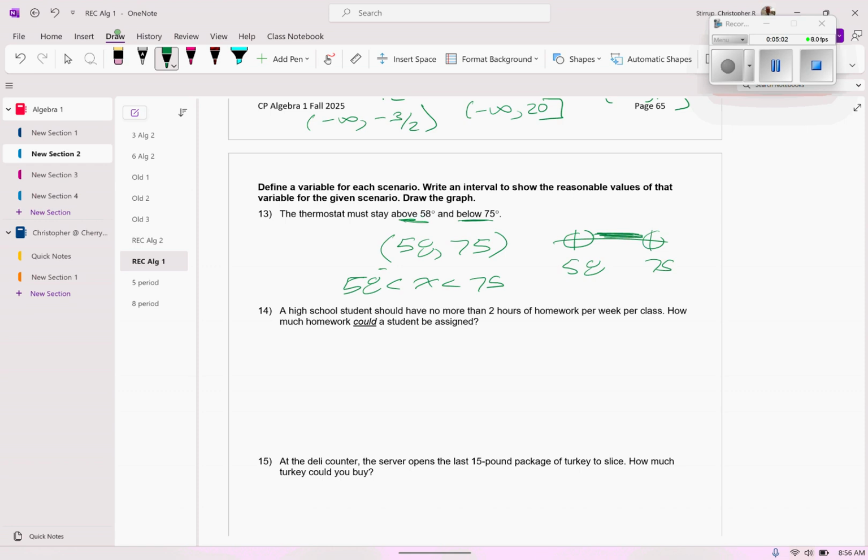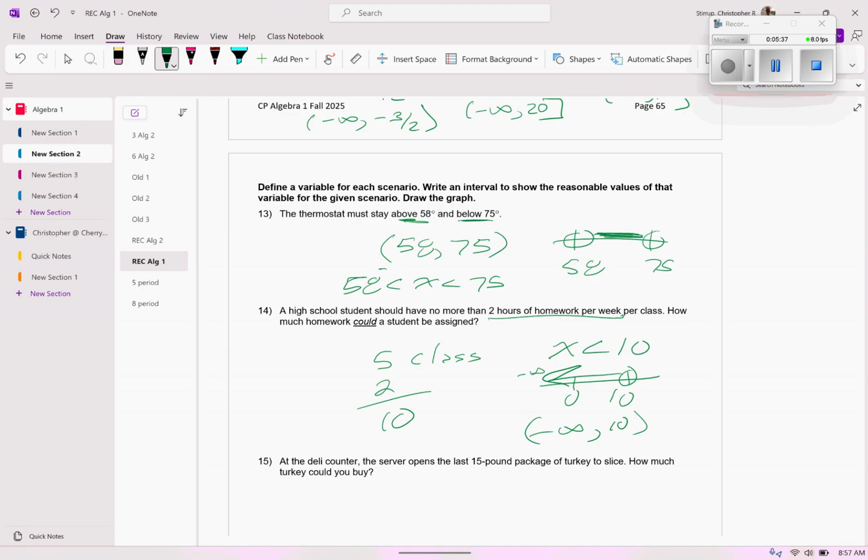A high school student should have no more than 2 hours of homework per class. How much homework could a student be assigned? Well, if you have 5 classes, and that's per week times 2, so I'd say the student should have less than 10 hours of homework. Put it on a number line. You got 0 here, you got 10 here. Open dot going this way. So that's pointing out to negative infinity to 10.